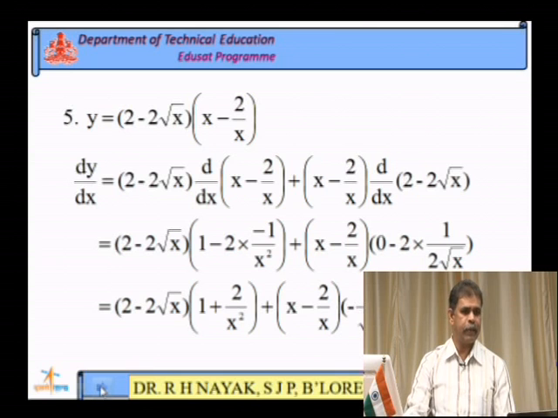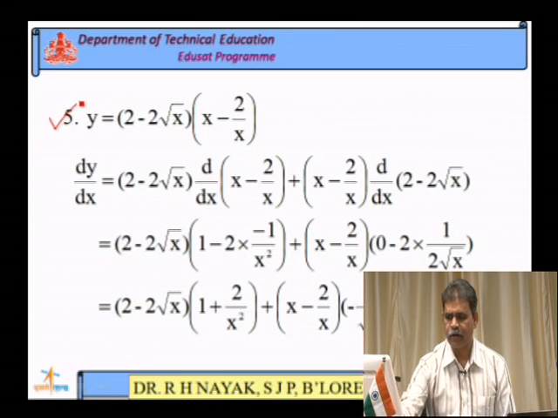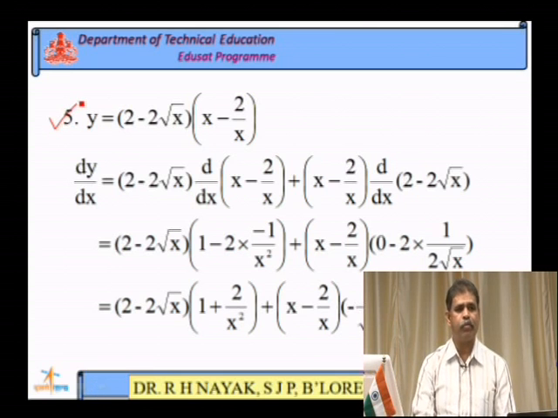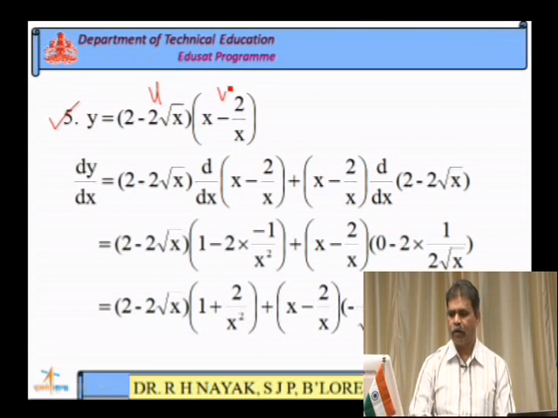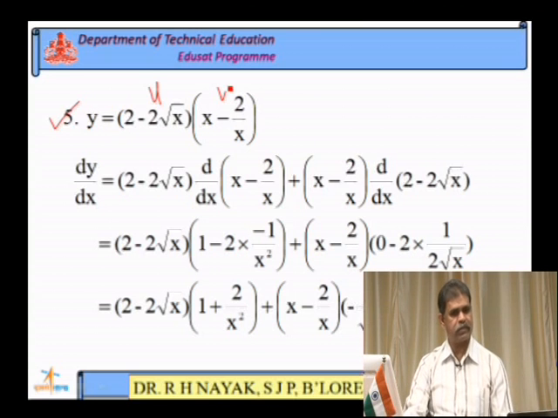Check the next one, the fifth question. It is also a product of two terms. The first term is taken as u, the second term is taken as v. What does the product rule say? u into d by dx of v plus v into d by dx of u.